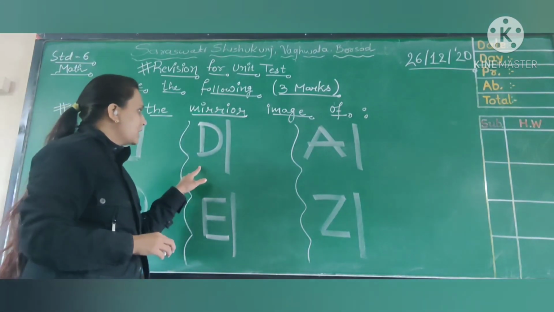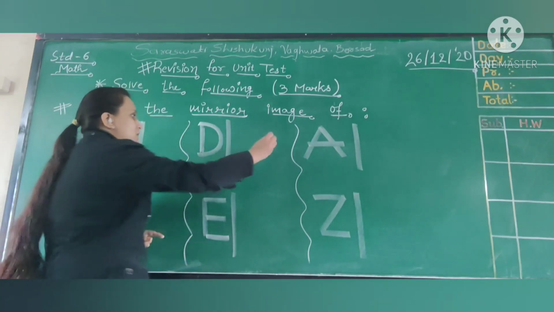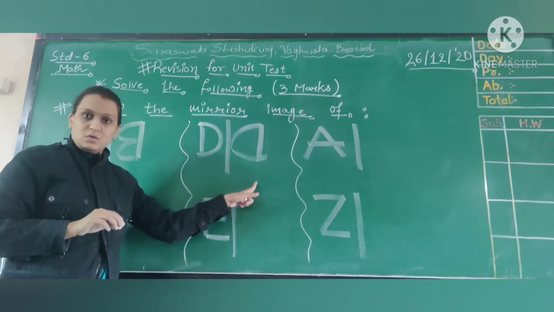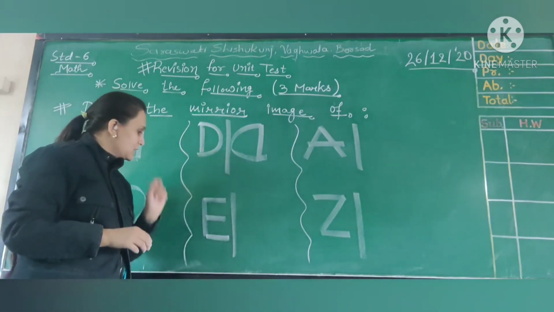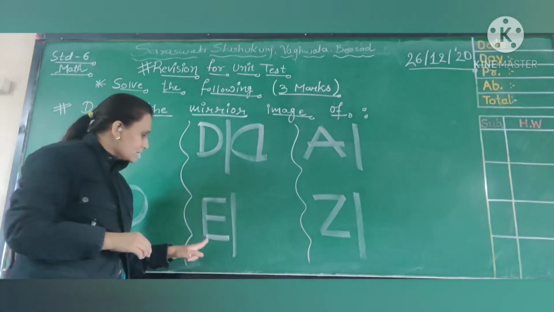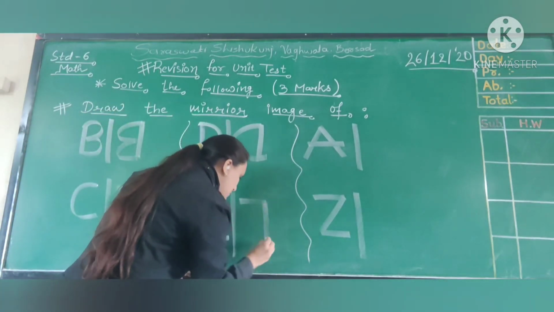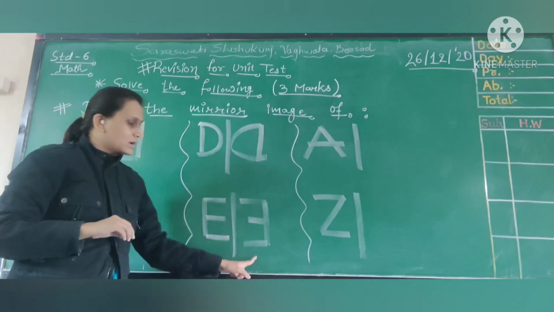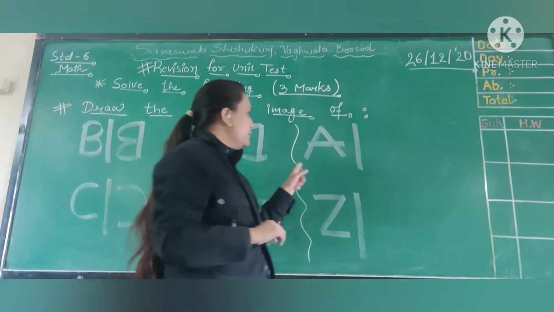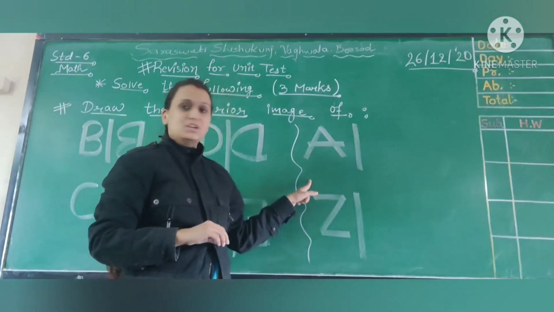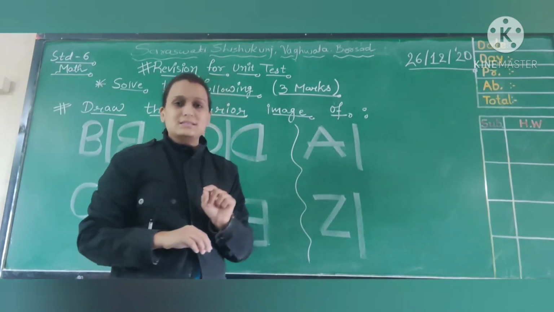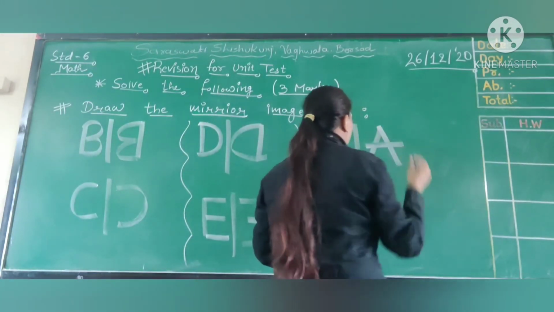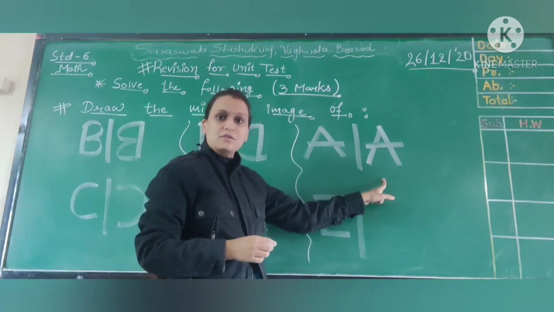Now let us see D. How does D look? After reflection, D will also look reflected like this. So this is the reflection of D. Now the next letter is E. After reflection, the image of E will also look reflected. Now what about A? After reflection, A will look exactly the same in the mirror. So A will look exactly the same after reflection. Okay, so this is the reflection of A.